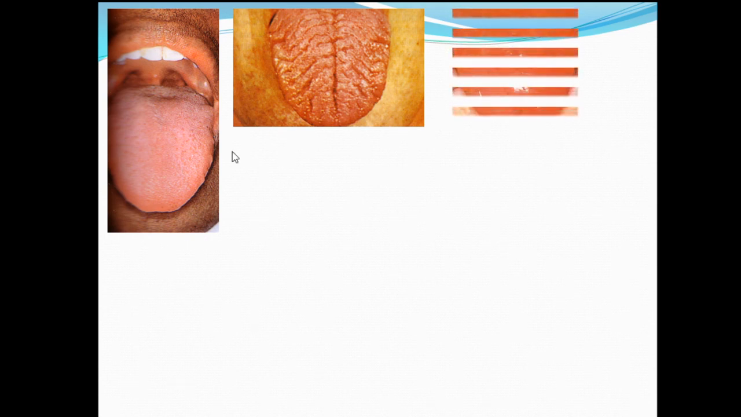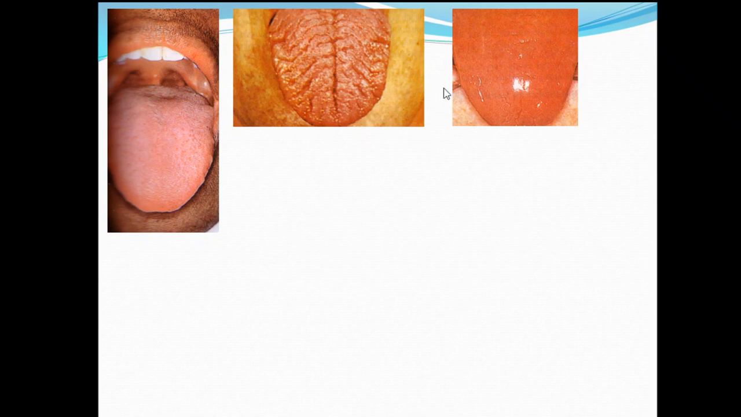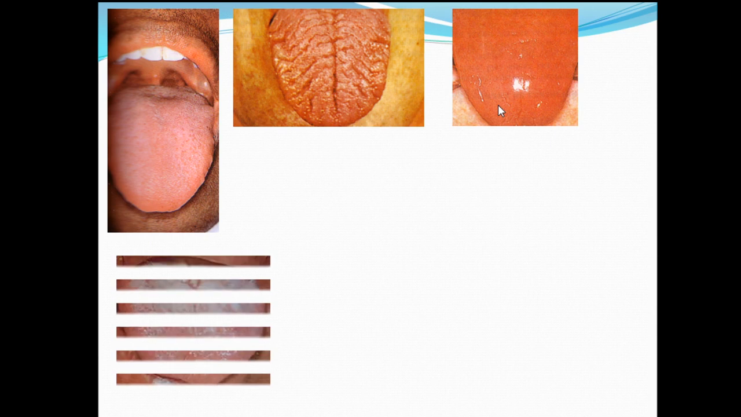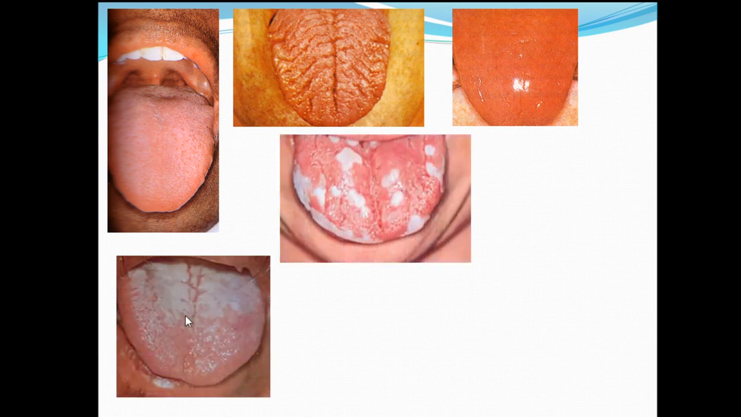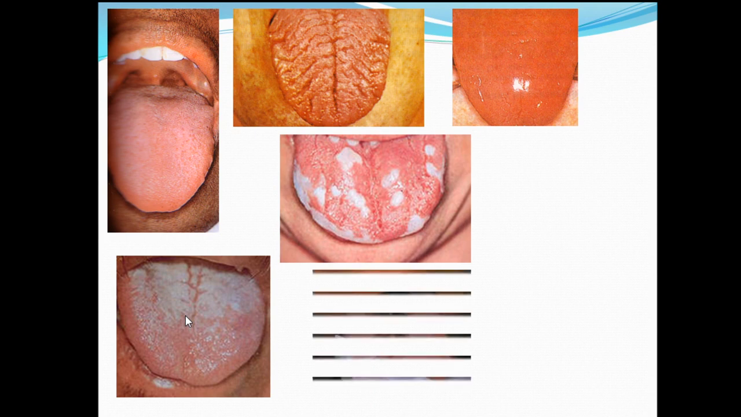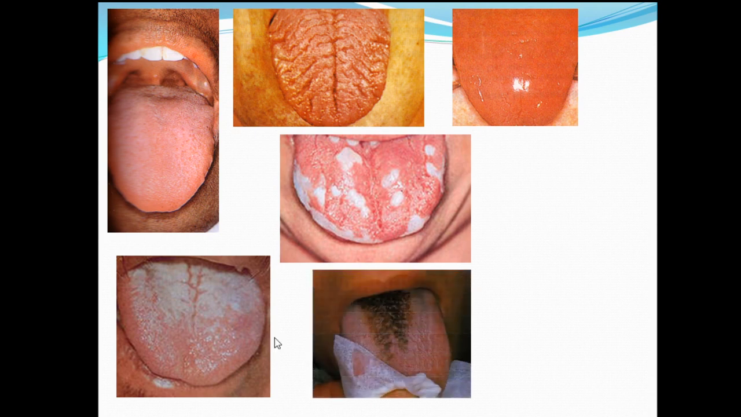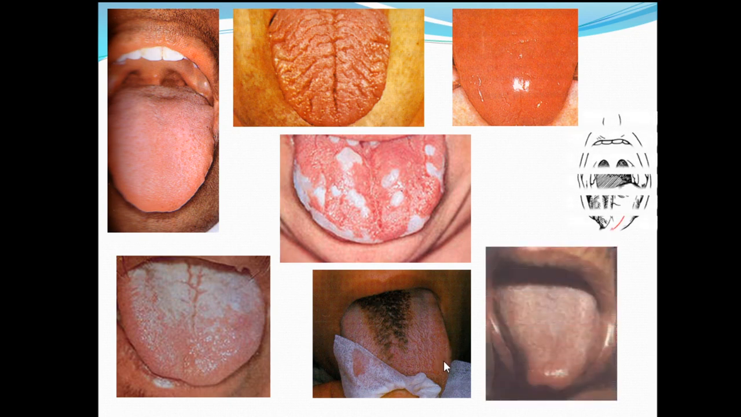You see a usual tongue. Here is a tongue with hypertrophy of papillae, geographic tongue. This is the opposite condition, a smooth, bright red tongue with atrophic papillae. Tongue coated with white coating, diffuse or local, or with brown coating. And you see pathological deviation of the tongue, which indicates some urological disorders.